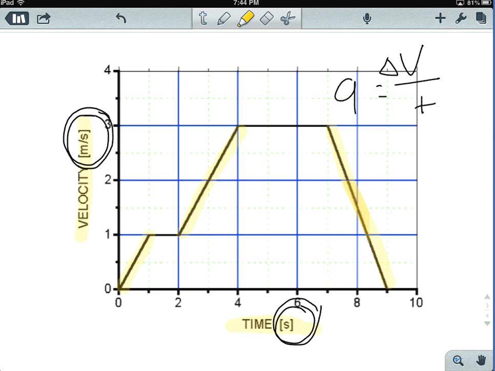In this case, we'll see a positive acceleration where we go up, and we see a negative acceleration where we go down, which a positive acceleration would mean we are speeding up, and a negative acceleration would mean that we are slowing down. Okay, that's what happens when we find the slope of the line.